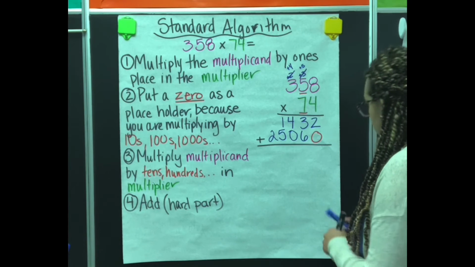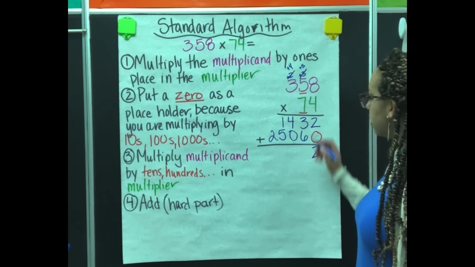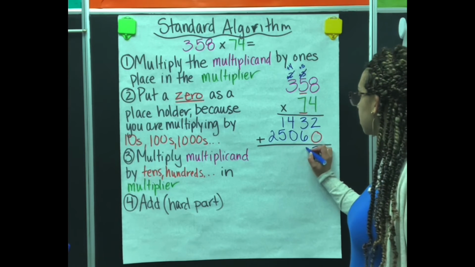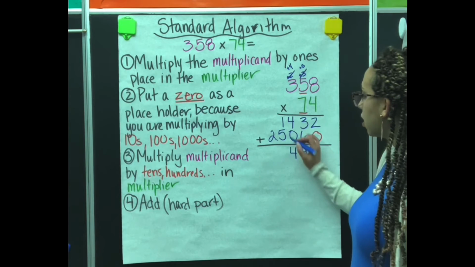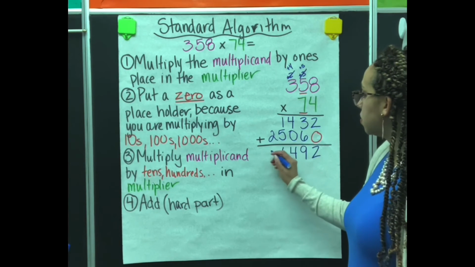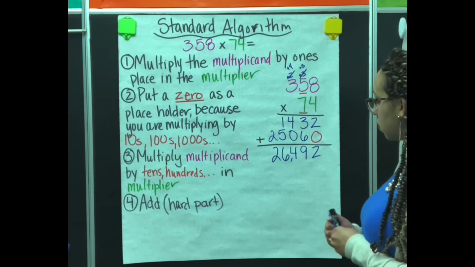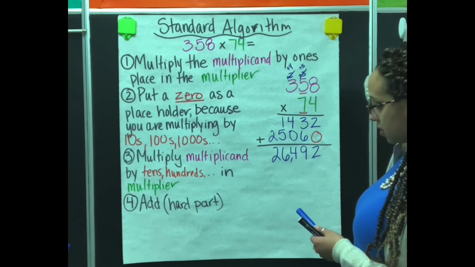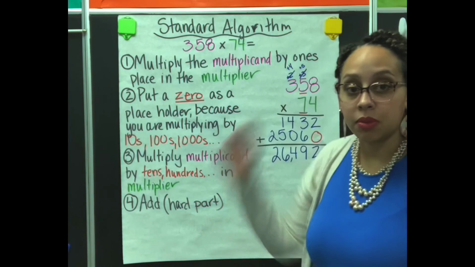So we go 2 plus 0 is 2. Then we go 3 plus 6 is 9. 4 plus 0 is 4. 5 plus 1 is 6. 2 plus nothing is 2. So we have 26,492.